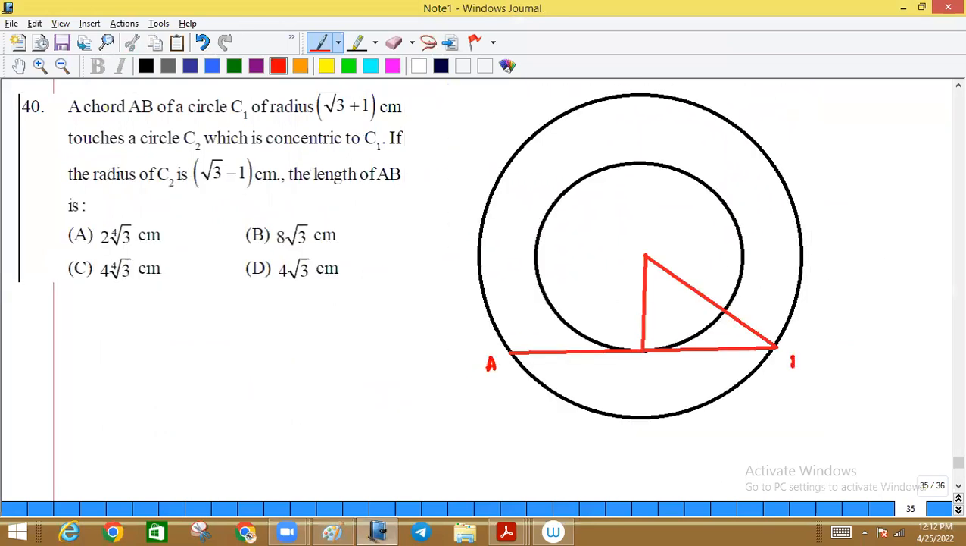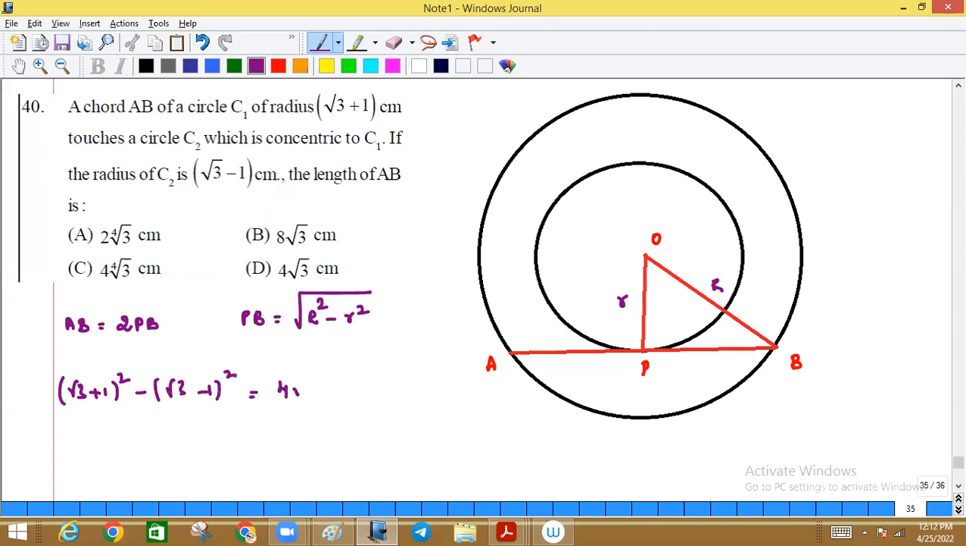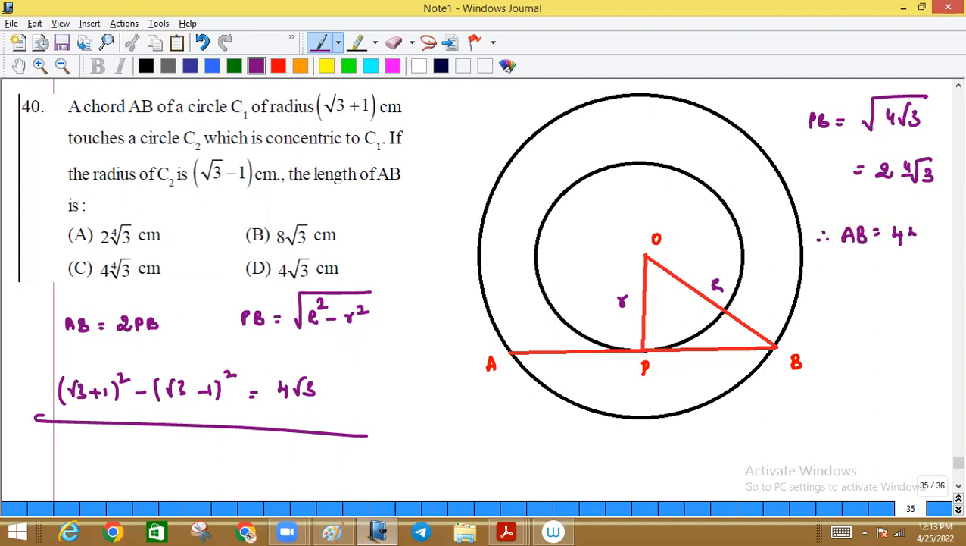AB is a chord of the larger circle, PO. This one is the capital R, this one is the small r. What is PB? Can I say AB is equal to how many times PB? 2 times PB. Now what is PB? Under root of capital R squared minus small r squared. It is in the form of root 3 plus 1 whole squared minus root 3 minus 1 whole squared. Can I say that is 4 root 3? Therefore, PB squared is equal to 4 root 3, so PB is root of 4 root 3. That is 2 times the fourth root of 3, because root of 4 is 2 and root of root 3 is the fourth root of 3. Therefore, AB is equal to what? 4 times the fourth root of 3. So that is the length of the chord.